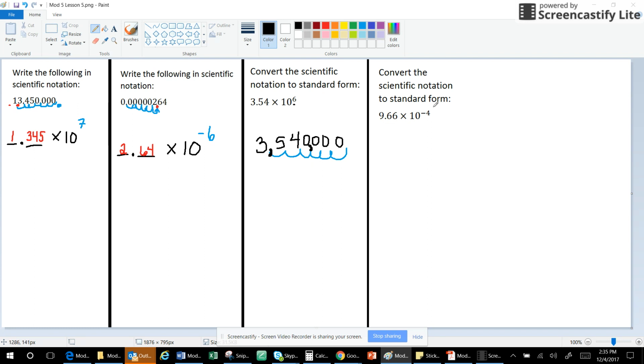All right, try the next one. 9.66 times 10 to the negative 4th. Write that in standard form. Click continue when you're ready to check your work and your answer.